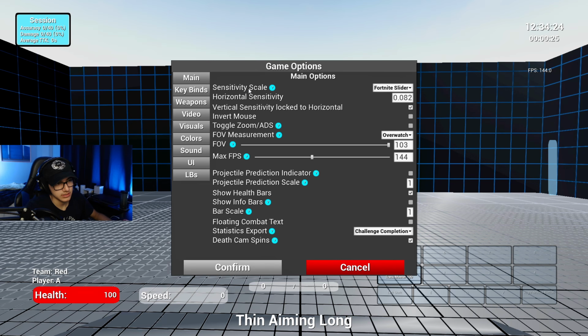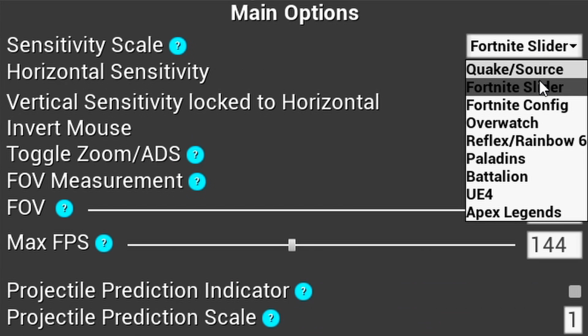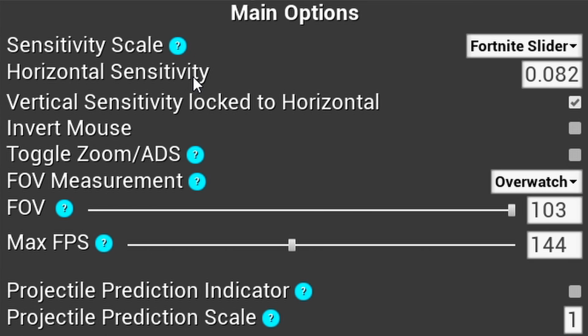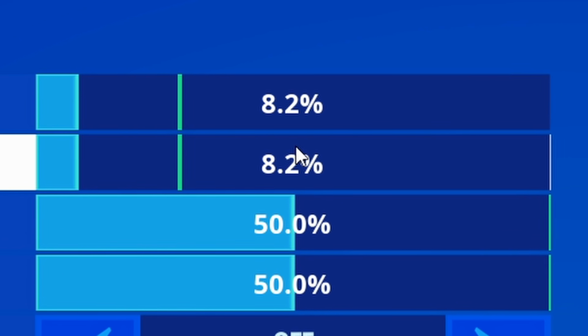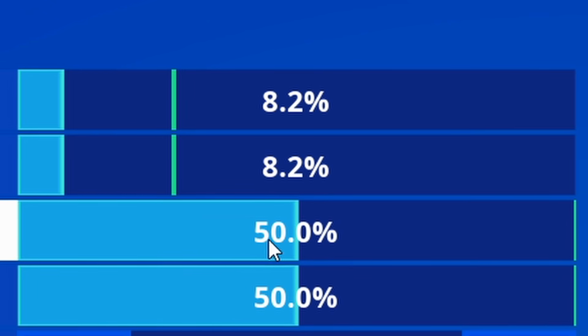Make sure at sensitivity scale, the Fortnite slider is selected. And then horizontal sensitivity would be the same as your X sensitivity in Fortnite. Mine is in decimal form, 0.082. In percentage form, it was 8.2%. Really the only thing you do is take that decimal and move it back 2 places.